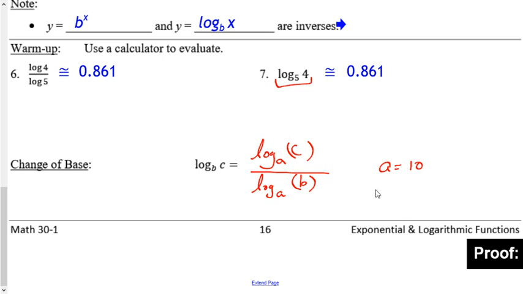Another option would be to use the base of e, in which case you would have the natural logarithm of c over the natural logarithm of your b value.